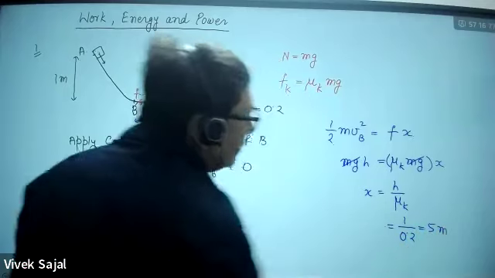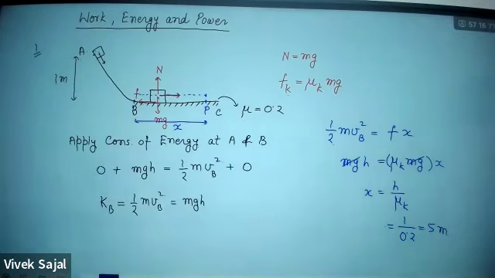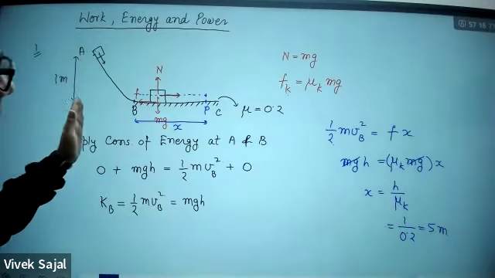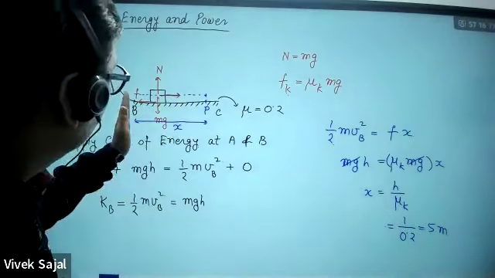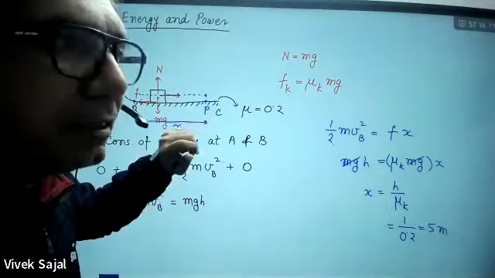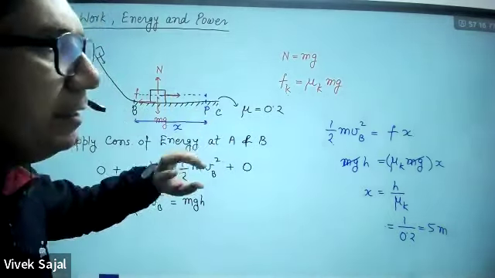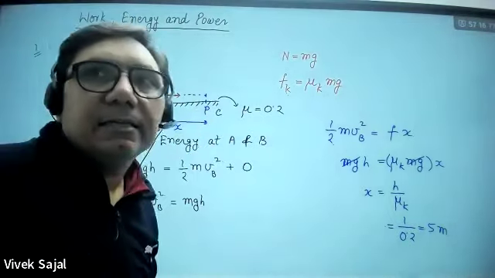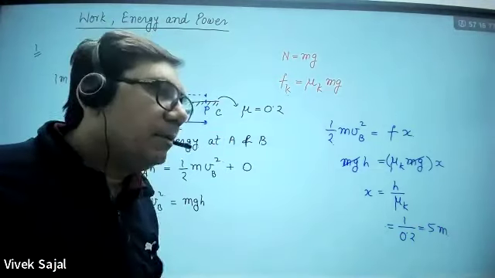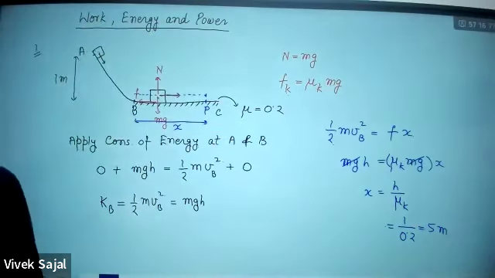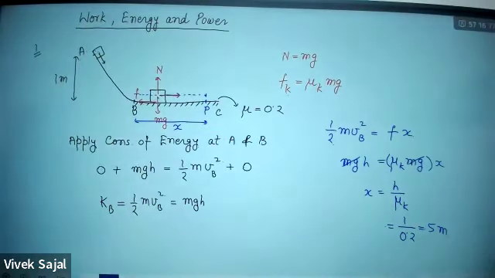So how much distance is it going to travel? It is going to travel 5 meter before coming to rest. So this block is going to travel a distance of 5 meter over this rough surface. And at point P, it will lose all of its kinetic energy and it will be at rest. So distance traveled will be 5 meter. This is question number 1.